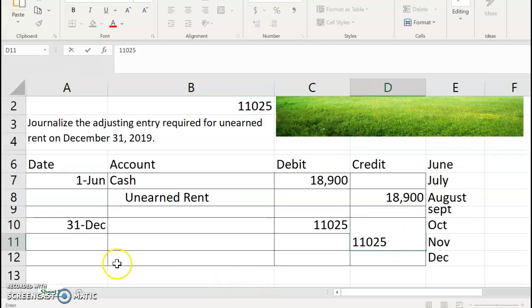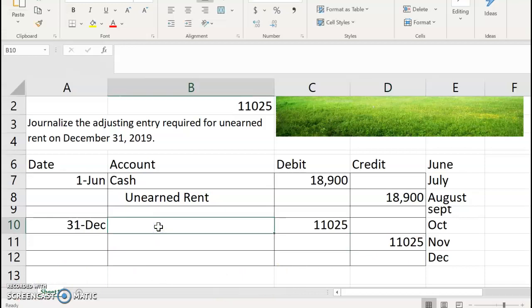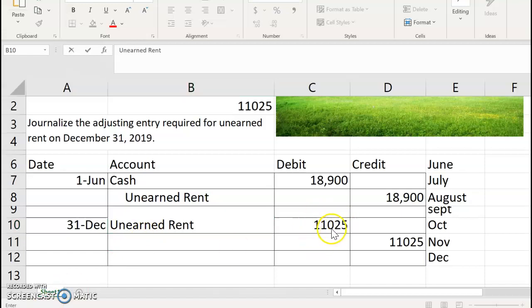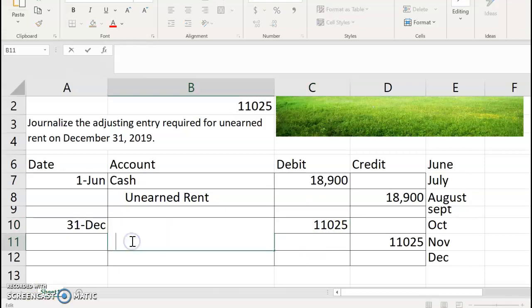So we need to take it out of unearned and put it into rent revenue. So we're going to reduce our liability, unearned rent, because we have earned that portion. And we need to put it in our rent revenue. Probably need to indent that just a little bit more.